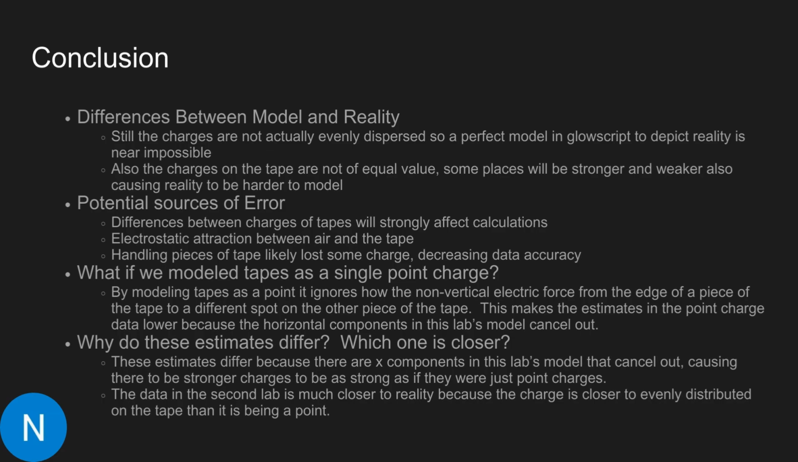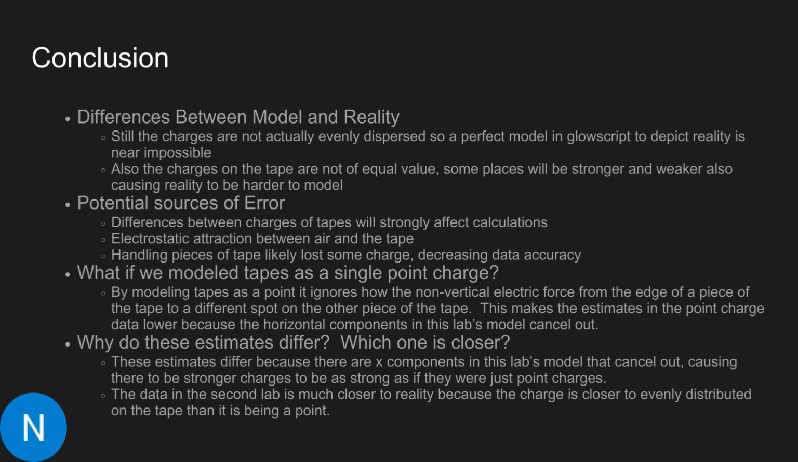What if we model the tapes as a single point charge? Modeling the tapes as a point ignores the non-vertical electric force component from the edge of a piece of the tape to a different spot on the other piece of tape. This makes the estimates in the point charge data lower than what they actually are, because the horizontal components in this lab's model cancel out.